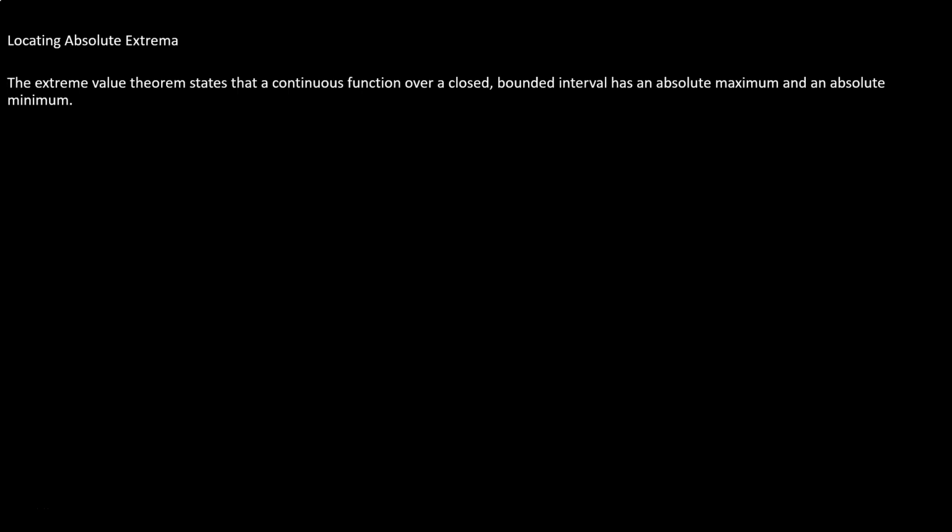We just saw how to find the local extrema, so now let's work on absolute extrema. Our extreme value theorem tells us that if we're looking at a continuous function over a closed, bounded interval, we know that there will definitely be an absolute max and an absolute minimum, and that's because we get to use the endpoints of our interval.